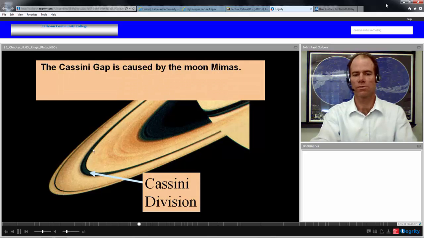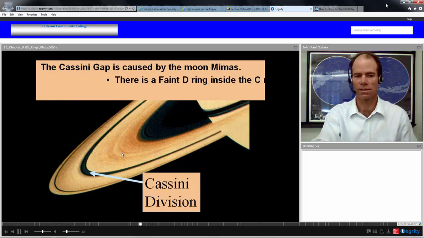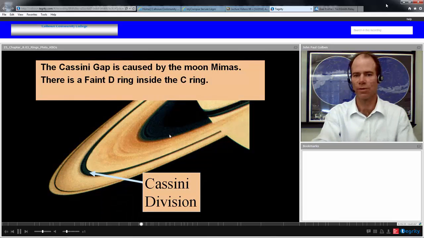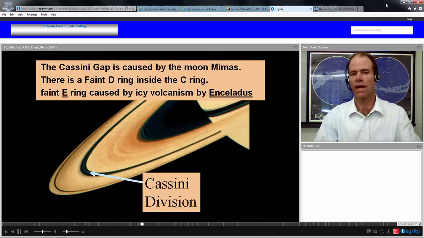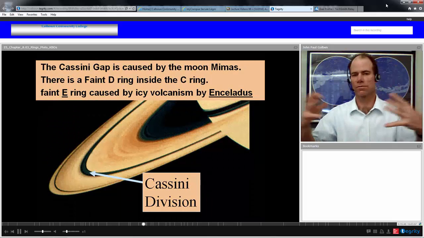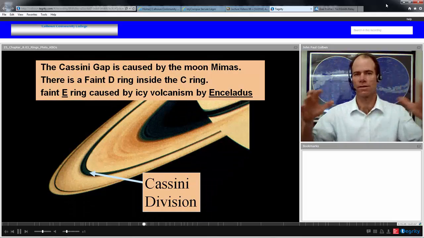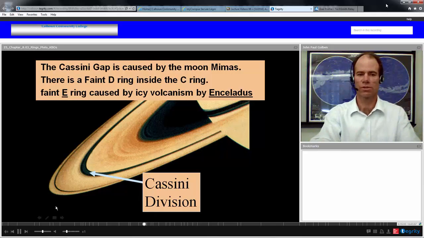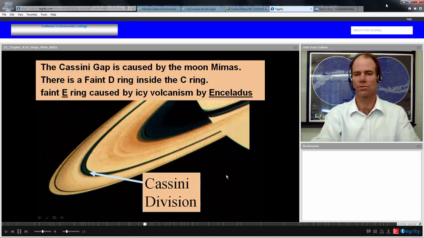The Cassini division, which is the largest gap in the Saturn ring system, is caused by the presence of the moon Mimas, which is resting in that division. There's a faint D ring inside the C ring, and the E ring, which is to the outside, is caused by Enceladus. Enceladus has those ice volcanoes that we talked about earlier, spewing out snow. Some of the snow falls back onto the moon. A lot of that snow stays out in space and is what is producing the E ring that goes around Saturn. So E is for Enceladus.